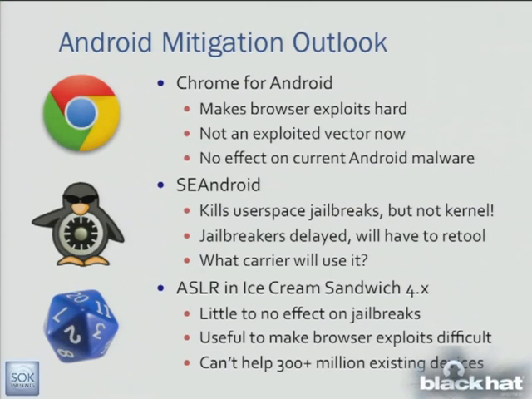And ASLR has little to no effect on jailbreaks. If you're running code locally, ASLR is not so much of an issue. Looking at the actual exploit code of all the different jailbreaks we've collected, ASLR affects very few of them out of the box. It's very useful to make browser exploits difficult, and that's great, but again, we're defending against things that don't exist yet, and it also can't help 300+ million devices. Google can't patch their devices. This only works in Ice Cream Sandwich 4.x, and if you remember from a few slides back, how many people actually run Ice Cream Sandwich? 1.6% of all devices in the wild, right? So this situation is not likely to change.